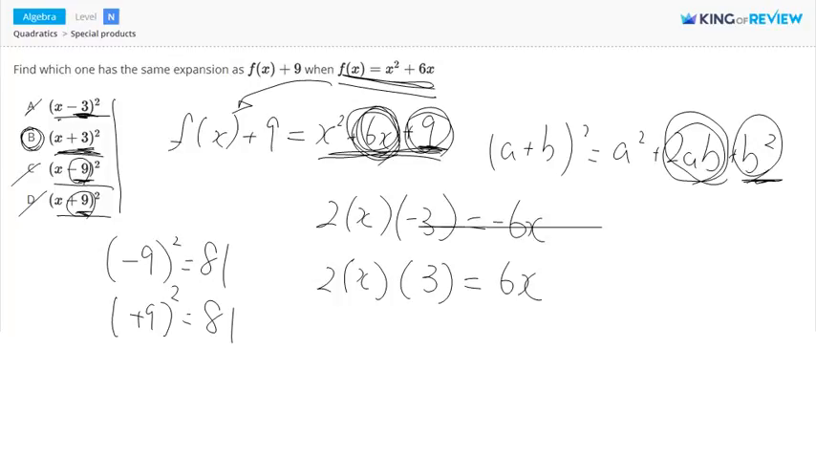Now you don't even need to look into the x squared, because you already know, looking at this right here, that your very first number, a squared, is going to be your x squared no matter what. So the answer for this question is going to be B.